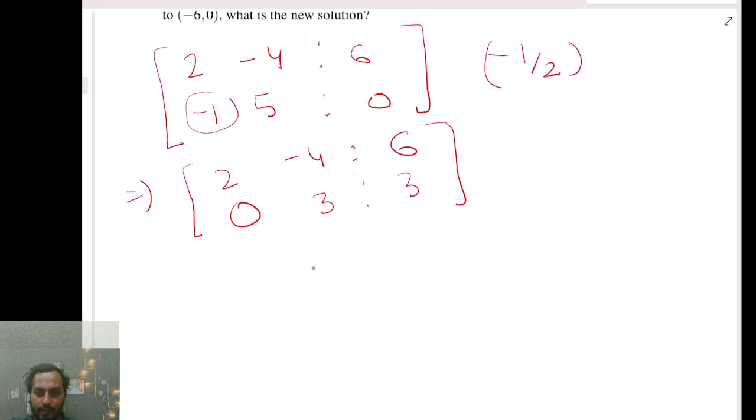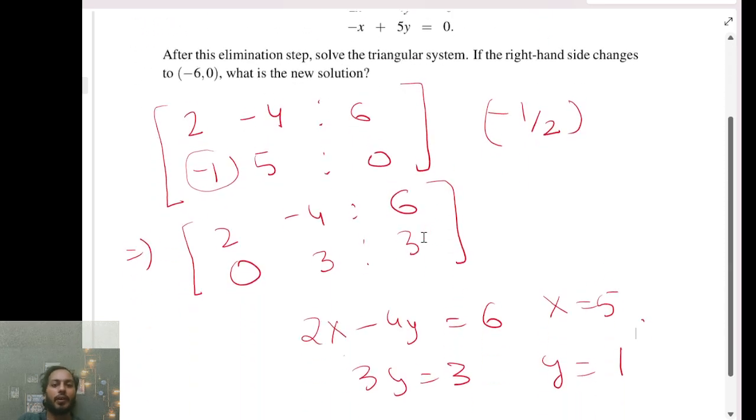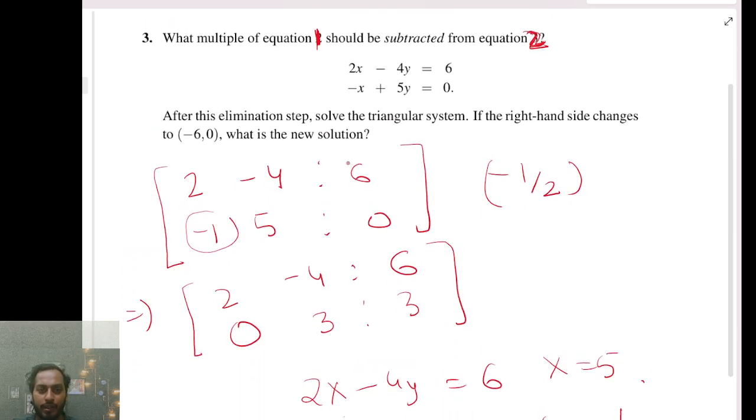Can you write down the system now? My system is 2x minus 4y is 6, and my second row says 3y is 3. What's the value of y? The value of y is 1. And what's the value of x? 2x minus 4 times 1, so 2x is 10, and x would be 5. My value of x is 5, my value of y is 1. My third question is also done. They are saying, after this elimination step, solve the triangular system. Till here it's completed.